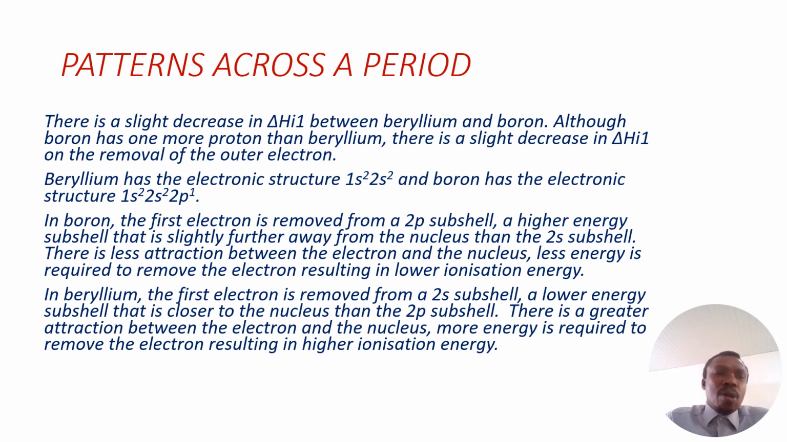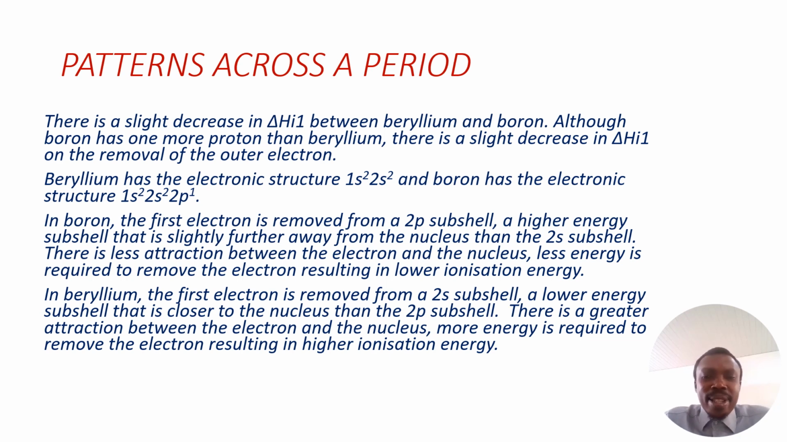The reason is that in boron, the first electron is removed from a 2p subshell, which is a higher energy subshell slightly further away from the nucleus than the 2s subshell. So there's less attraction between the electron and the nucleus, and less energy is required to remove the electron, resulting in lower ionization energy in boron. In beryllium, the first electron is removed from a 2s subshell, which is a lower energy subshell closer to the nucleus than the 2p subshell. So there's a greater attraction between the electron and the nucleus, and more energy is required to remove the electron, resulting in a higher ionization energy.